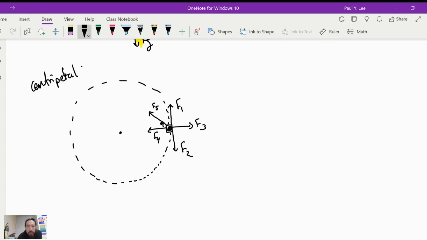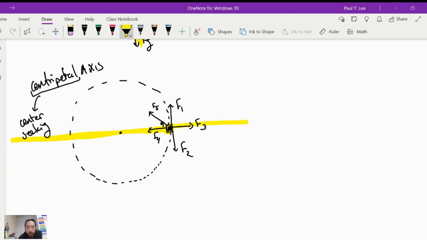Centripetal axis. So if you remember, the definition of centripetal is center seeking. Okay, so what you want to do is I highly suggest, if you have a highlighter or whatever the case is, use it until you get used to it. Go from the object and go towards the middle. Okay, just highlight all the way through and all the way out. So any force that is along this axis is a centripetal force.